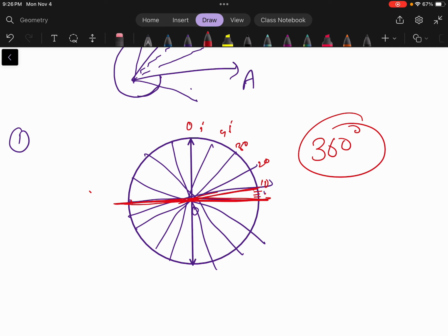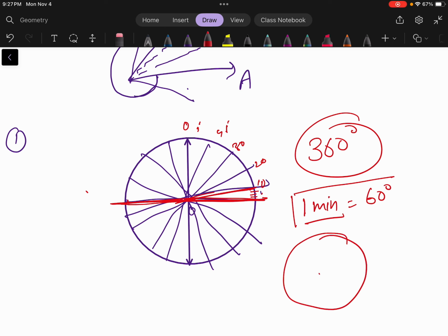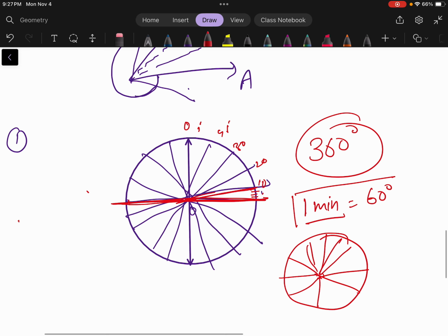Now 1 minute is divided into 60 equal parts. In 1 minute how many parts do we have? 60. We divided it into 60. So if I take the example of a watch, the watch is divided into 60 equal parts, because the entire angle is divided into 60. So 1 minute is equal to 60 seconds. So here 1 degree.